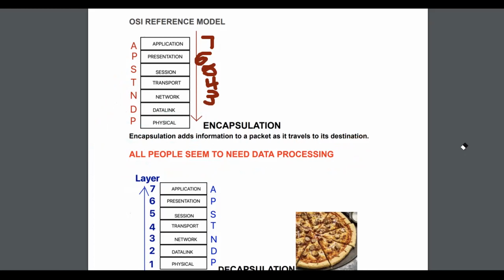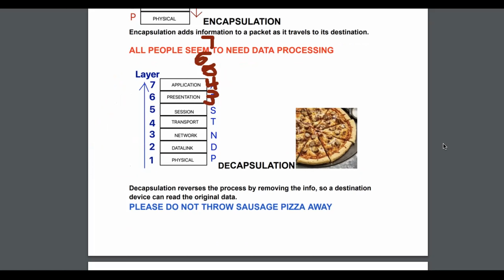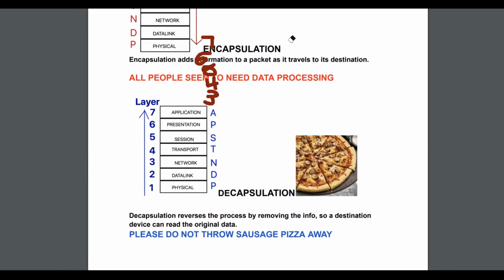Let's move on to the opposite of this, which is the decapsulation process. Let me rub this off. Now we have the decapsulation process. This process is the reverse, the opposite of encapsulation. It is when the headers, or the information, are removed from the packet as it moves up the model until it reaches its final destination.